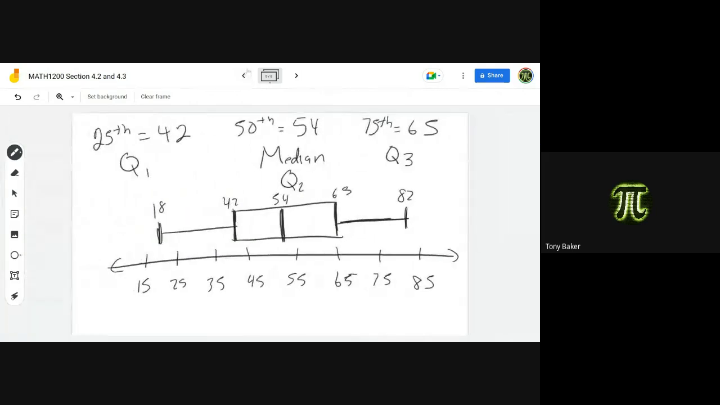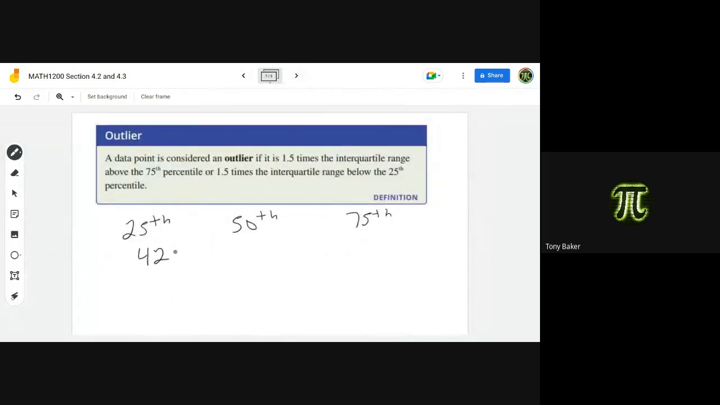Hold on, I'm just going to get the numbers real quick. 42, 54, and 65. All right, so for my data that I just did, that's my 25th, 50th, and 75th percentile, my Q1, my Q2, and my Q3, right? When we found range, we went from the highest number to the lowest number, correct? If I'm going to look for interquartile range, I'm going from my Q1 to my Q3, because that's inside the quartiles. Okay? So what's the range from 65 to 42?